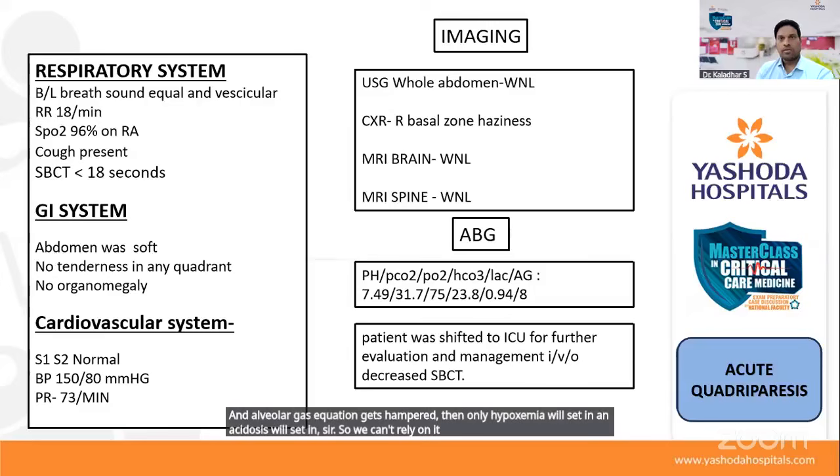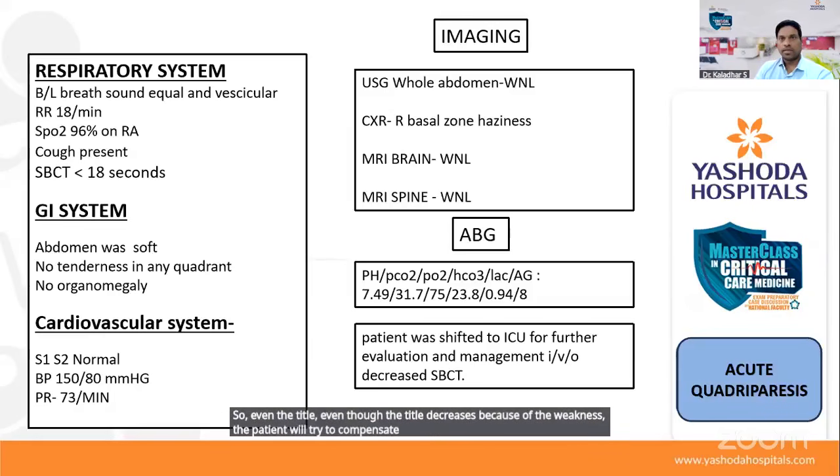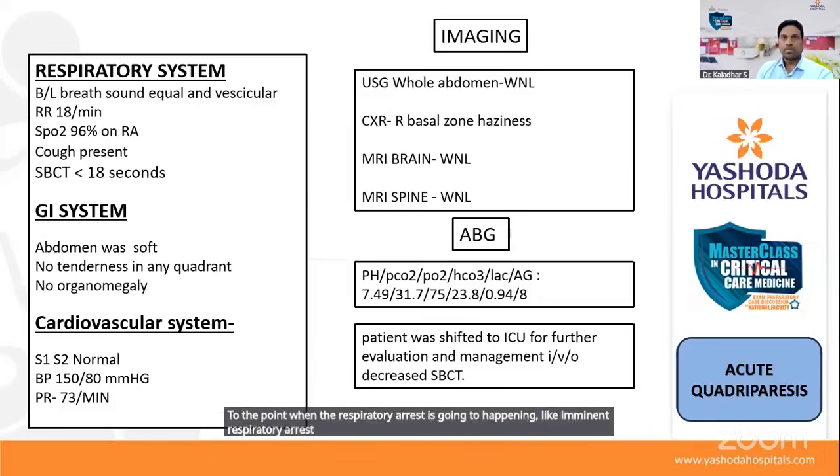So even though the tidal volume decreases because of the weakness, the patient will try to compensate by increasing respiratory rate to maintain the minute ventilation. So most of the time it may look normal until the point when respiratory arrest is imminent. At that point, probably the CO2 may go up. That is the reason you will not depend upon ABG in these patients.